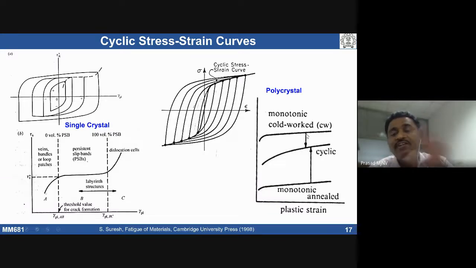Cold worked material is already deformed, fully deformed. Now no additional dislocations are going to form. Basically, rearrangement is going to take place. So during the reverse direction, we can see annihilation of dislocations, and that can lead to softening of the material.